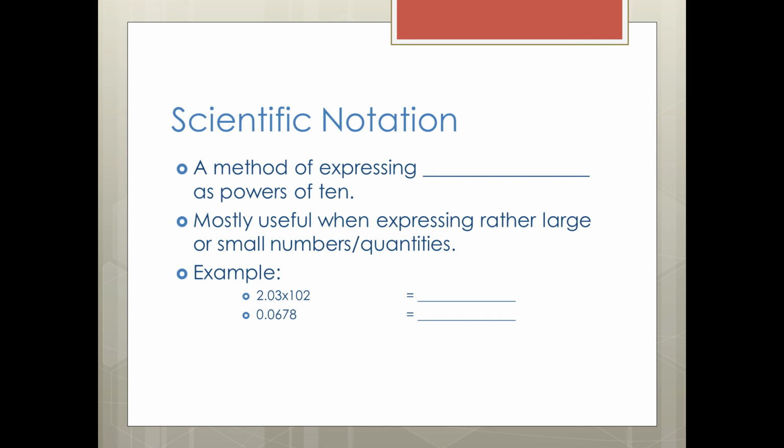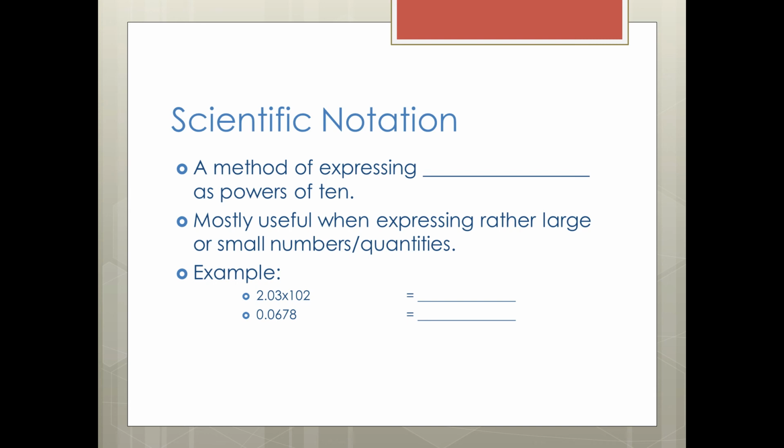Even if it's times 10 to the 0, anything raised to a 0 power is what? 1. Very good. So even if it's 10 to the 0, it's still in scientific notation. If I want to break it out of scientific notation, I would just go 2.03 times 100. Multiply it through, and the real answer is 203.